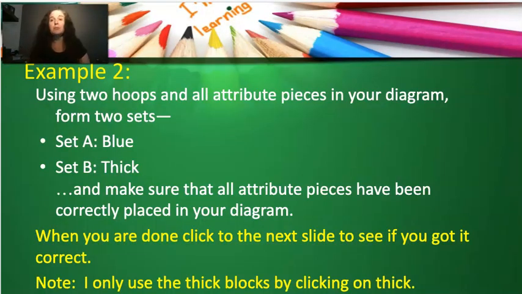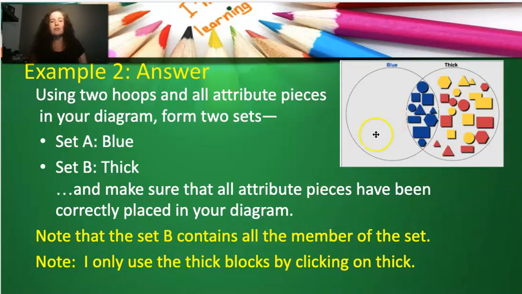Set A this time is going to be blue and set B is going to be thick. Now I only used thick blocks when I was doing it. And when you're done, again, click to the next slide and you can see the answer. All right, pause it if you're not ready. There's the answer. Now notice this time that set B, which is thick, actually contains all the attribute pieces. I don't know if you can tell they're thick. They look like they have a little shadow. That's how you can tell the thick from the thin. Okay?